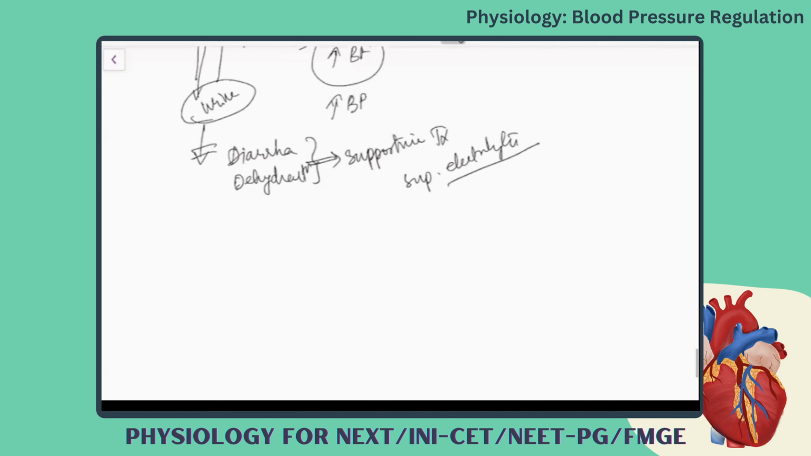So this is how you have to rectify it. That is the importance of blood pressure regulation. This is also one of the autoregulatory mechanisms which helps in maintaining homeostasis. Okay, clear? So up to this point, the maintenance of blood pressure is over.